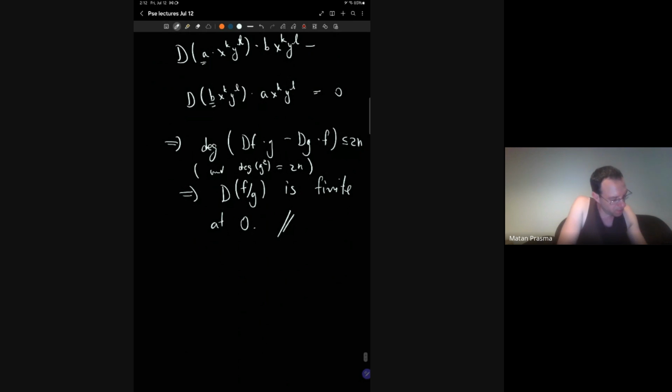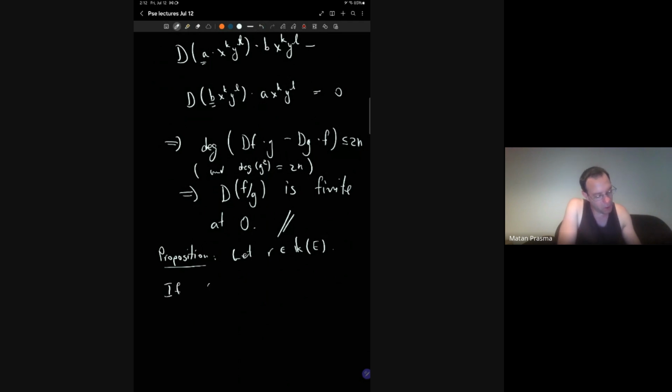And the claim here is: let R be a rational function. If the order of R at P, which we will denote as D, is non-zero and prime to the characteristic, then the order of the derivation of R at P is D minus 1.